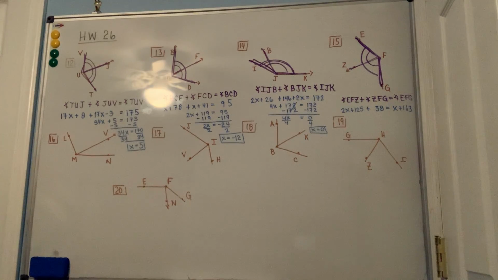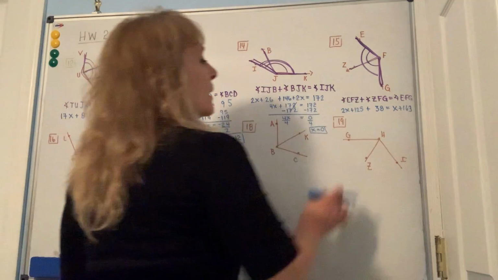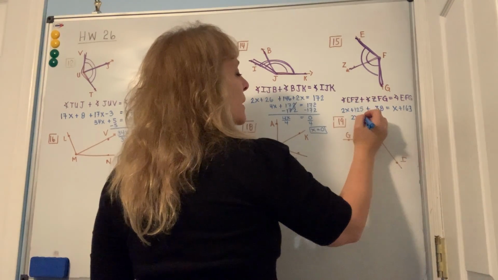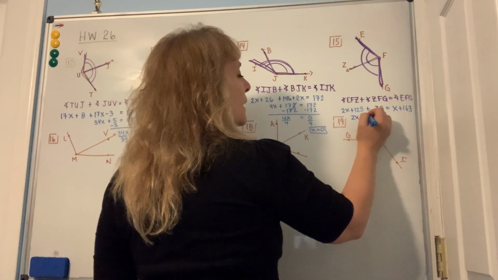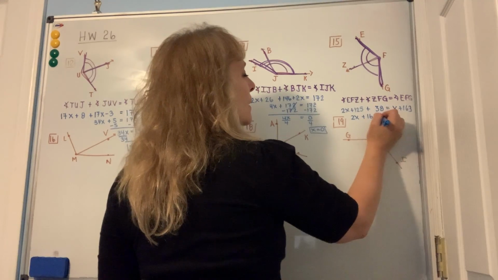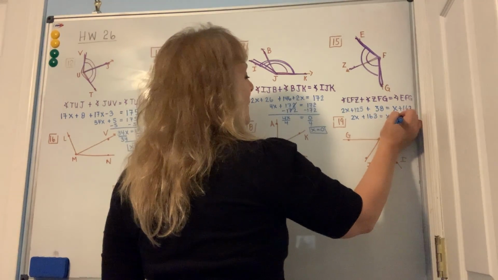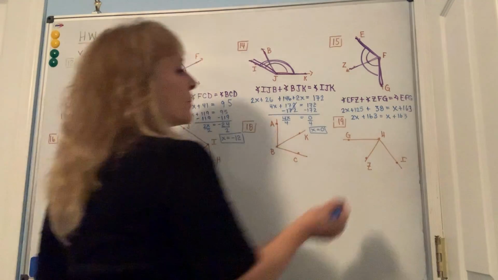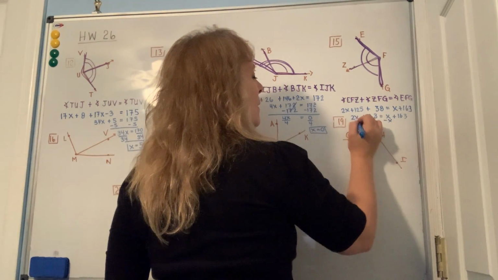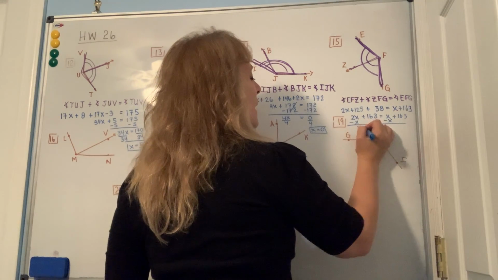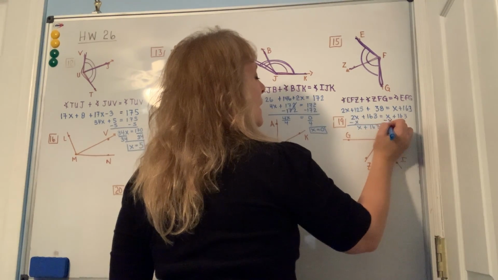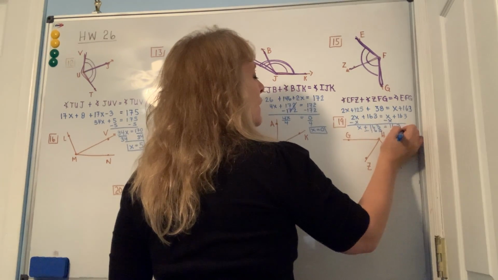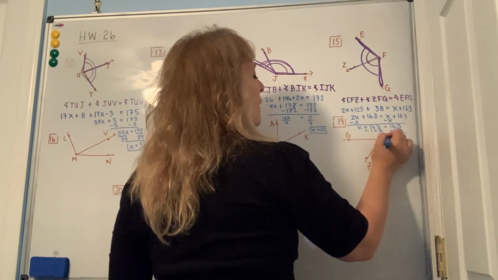And then finally, the last one that I set up already, there's only one 2x on the left, but 125 plus 38, if you're going to use your calculator, is 163. Same thing is going to happen as before. When you subtract x from both sides, you're going to get x plus 163 equals 163. And when you subtract 163, you're going to get x equals 0 once again.